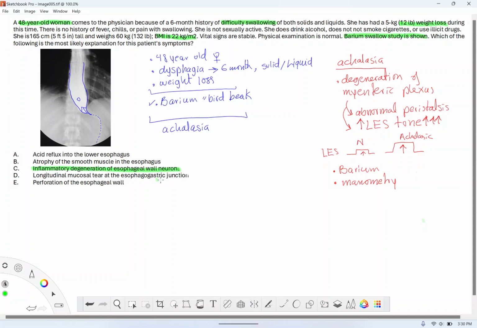Longitudinal muscle tear at the esophageal junction, that is Mallory-Weiss. Perforation of the esophagus, that's Boerhaave. Okay, so now I can tell you it's not A.